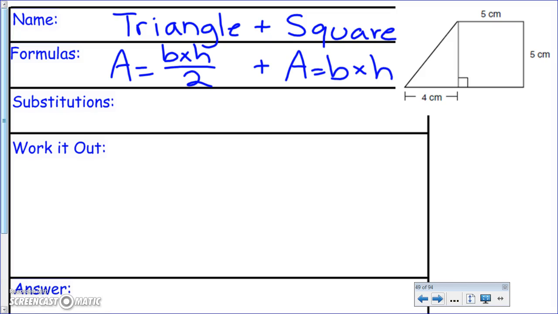On the substitution row, we're going to fill in the numbers for each shape for the base and the height. So for the triangle, the base is 4 centimeters across, and we know the height is the same as one side of the square, so it's 5 centimeters. So for the square, we know that both sides that are labeled equal 5, so our base and our height are the same. So we're going to fill that in, 5 times 5.